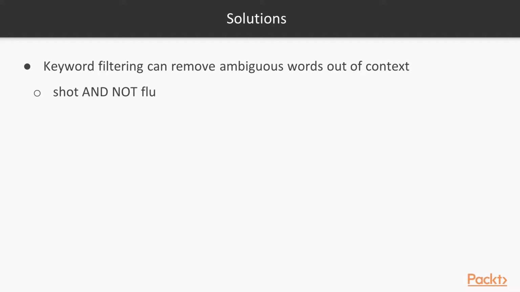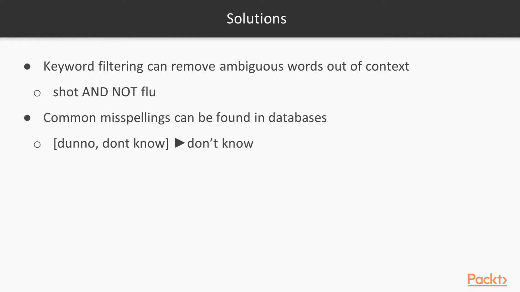Keyword filtering can remove ambiguous words out of context. So when we're forming our corpus, we return to our example of shot being used to describe a vaccination and shot being used to describe a gun. We could have some kind of filtering rule that says filter out all of the documents that match shot but do not match flu. That way we can get rid of the documents that are talking about vaccination shot and keep the ones we want. Common misspellings can be found in databases of misspellings, so we can learn to map "dunno" to "don't know."